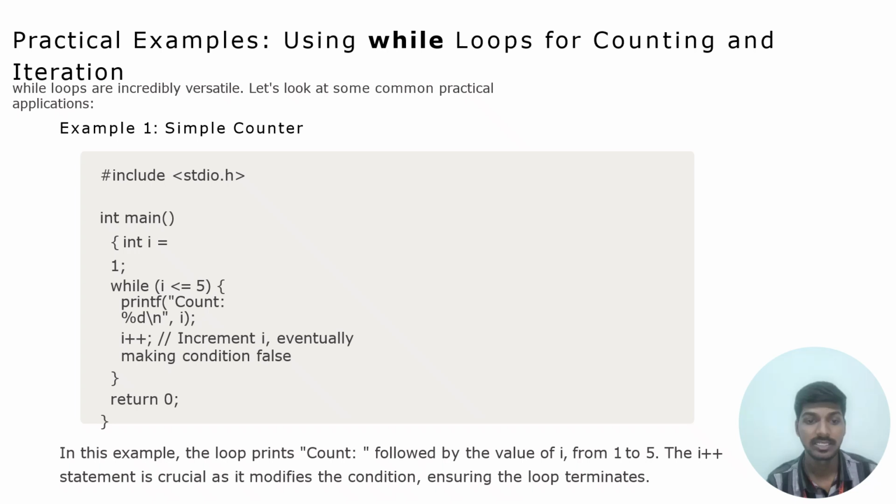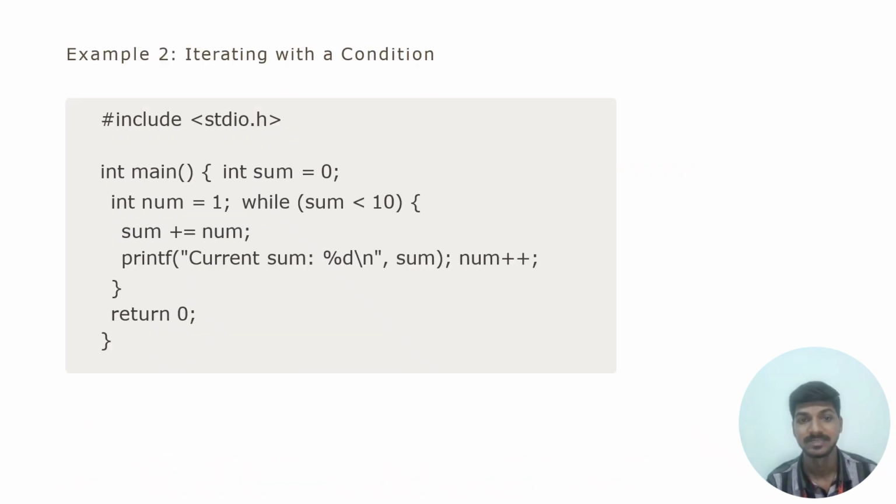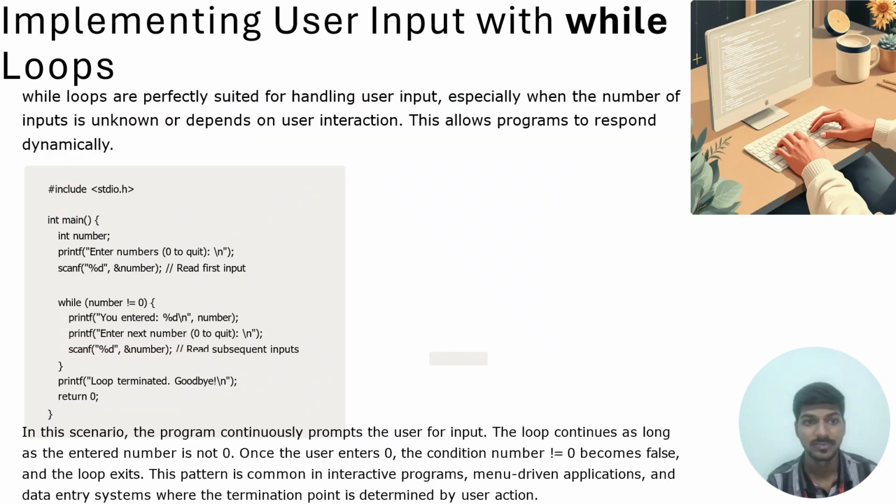In this example, the loop prints count followed by the value of i from 1 to 5. The i++ statement is crucial as it modifies the condition, ensuring the loop terminates. Example 2: iterating with a condition. #include <stdio.h>, the standard input output header file. int main() int sum = 0; int number = 1; while (sum < 10) sum += number; printf("Current sum: %d\n", sum); number++; return 0.